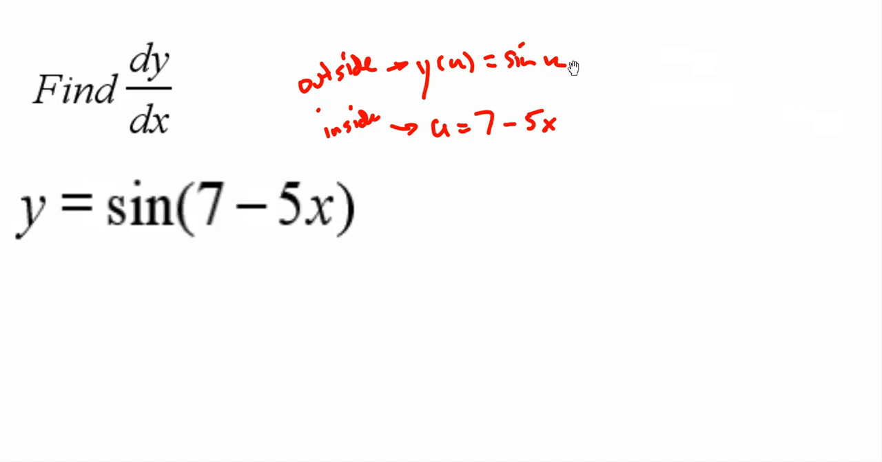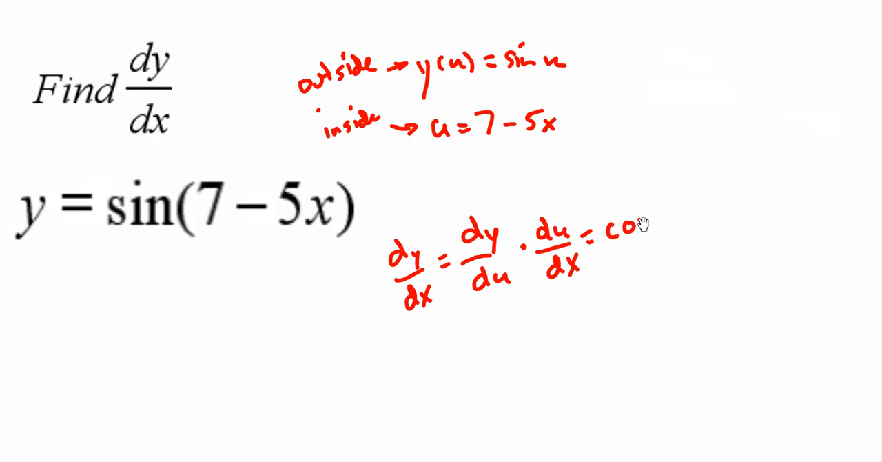So what do we need to do? We're going to figure out dy dx. That means we have to take the derivative of the outside, so we need dy du times the derivative du dx, and that is going to give us our derivative dy dx. So what does that look like? The derivative of y with respect to u, the derivative of sine, is cosine of u, times du with respect to x, so we're differentiating with respect to x, which is 0 and then negative 5.